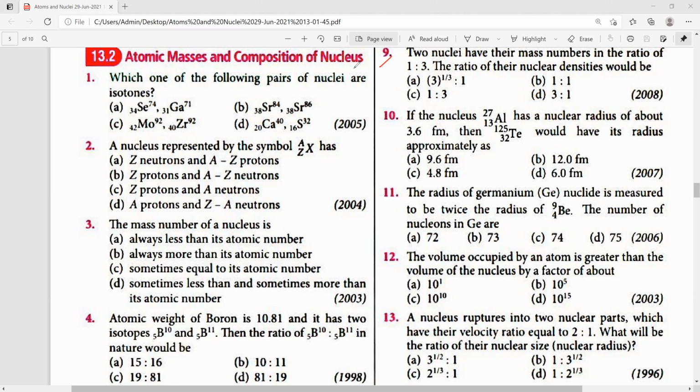So for 9th one, we know A1 is to A2 is equal to 1 is to 3. So radii will be in the ratio of R naught A1 to the power of 1 by 3 is to R naught A2 to the power of 1 by 3 is equal to 1 is to 3 to the power of 1 by 3.